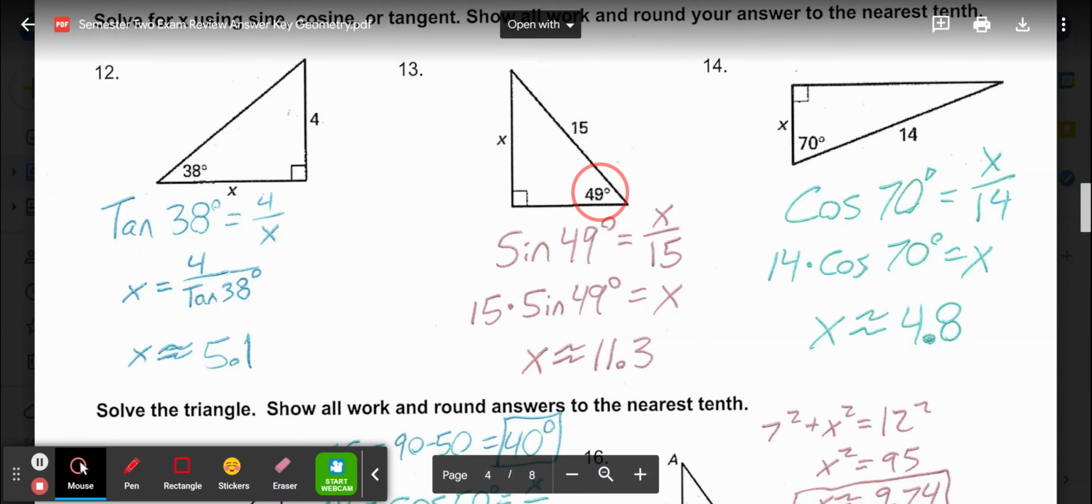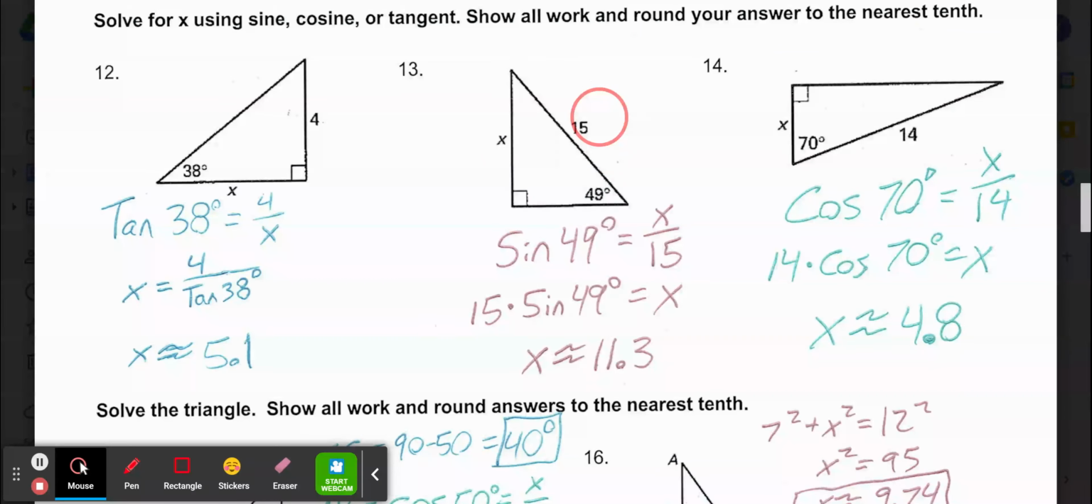13, we have the 49 degree angle. We have the opposite and the hypotenuse, so we'll be using sine. Sine of 49 equals x over 15. So 15 multiplied by sine of 49 is x, 11.3.